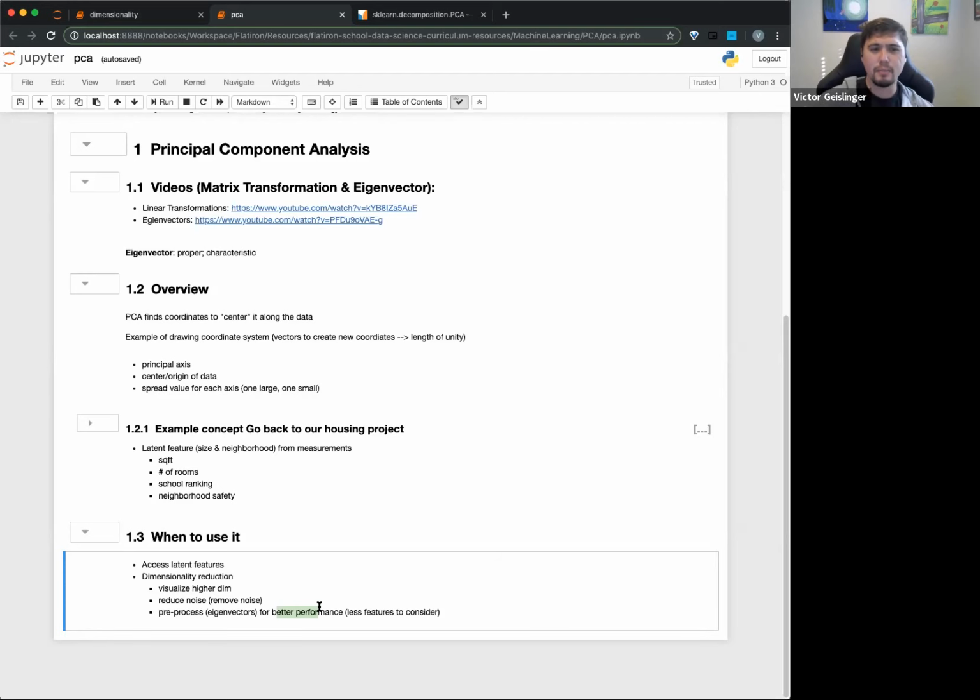Again, the curriculum mentions it more as unsupervised learning. It is an unsupervised learning algorithm, but it's more commonly thought of as a dimensionality reduction tool to get rid of correlation, to improve your model. Okay.